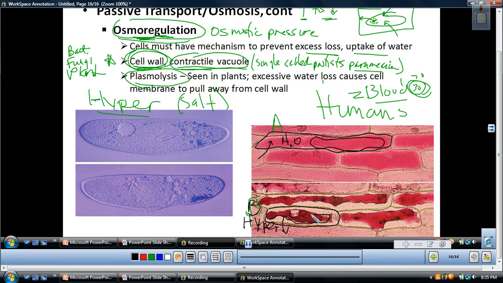So the cell membrane has sucked in, but the cell wall physically prevents the cell from shriveling up. But you'll notice that the water, because it's left the central vacuole, has pulled that cell membrane in. Okay, so that's what you're seeing in that picture.